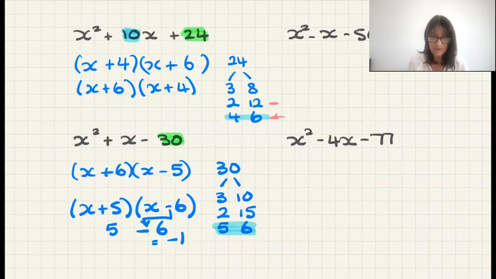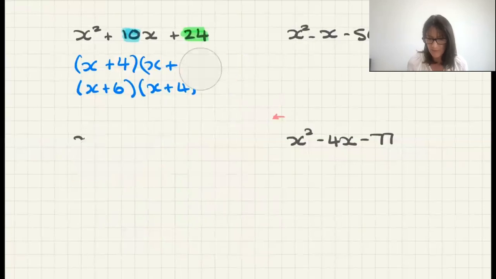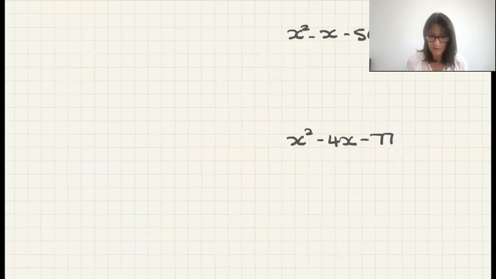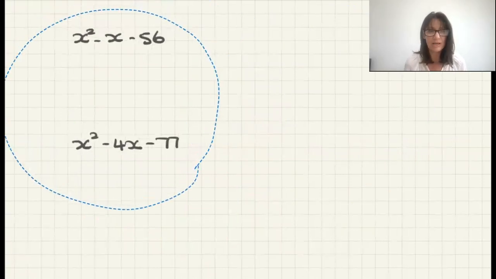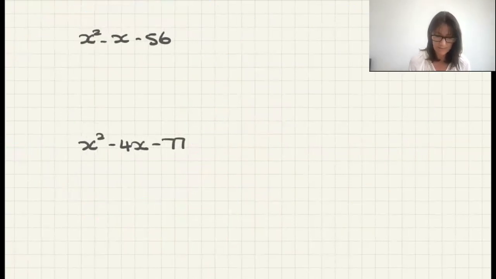So you do have to really think about where to put them when the signs are different in the brackets. Okay. Right. I'm just going to clean this up and then we can have a look at the other 2 that I've put down, just so you've got a couple of extra examples to look at. So let's do the first one.